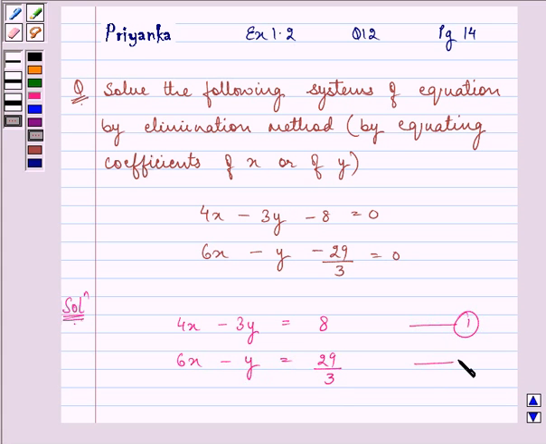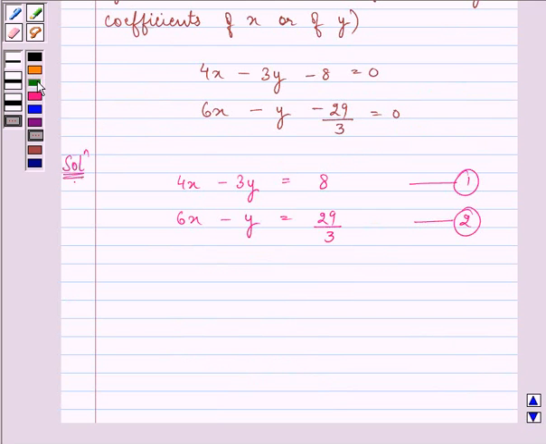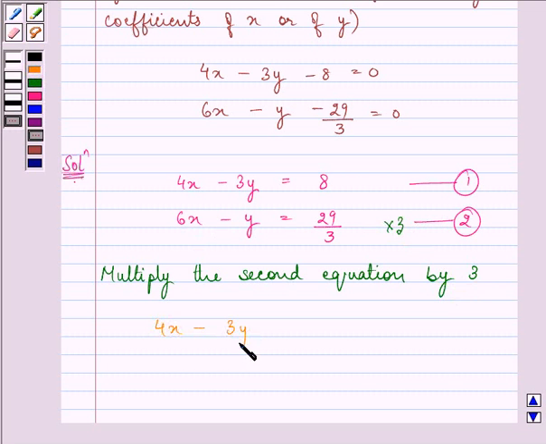Let this be the first equation and this be the second equation. Now, since we need to equate the coefficient of x or of y, let us multiply the second equation by 3. On doing it, we have the first equation as it is, and now the whole second equation will get multiplied by 3. So by this, we are able to equate the coefficients of y, right? Now, let this be the third equation and this be the fourth equation.